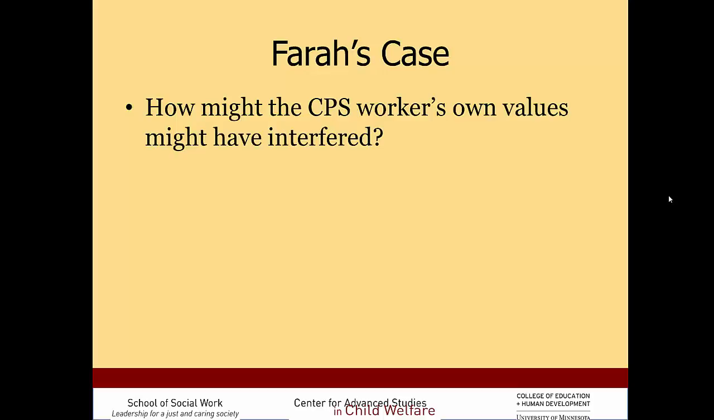Again, please take a few moments to think about and jot down ideas to answer this question. How might the CPS worker's own values have interfered with her work with this family? How might the CPS worker's own values have interfered with her assessment, understanding, or intervention with this family?